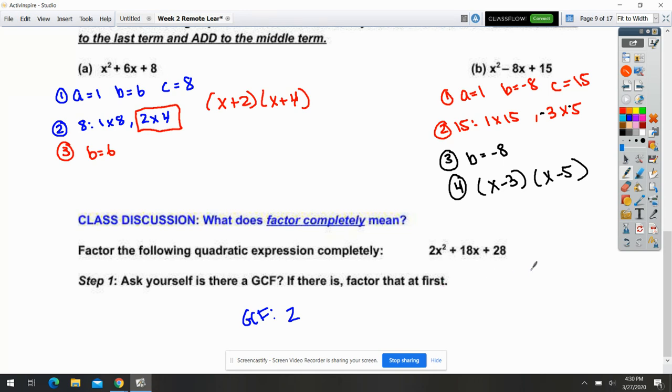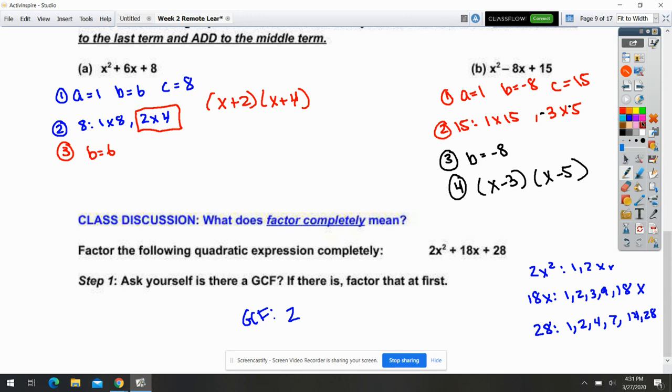If you need to, just like I showed you in the video in week 1, you can write out the factors of each one. So 2x squared is going to be 1, 2x, and x. 18x is 1, 2, 3, 9, 18, and x. And 28 is going to be 1, 2, 4, 7, 14, 28, right?